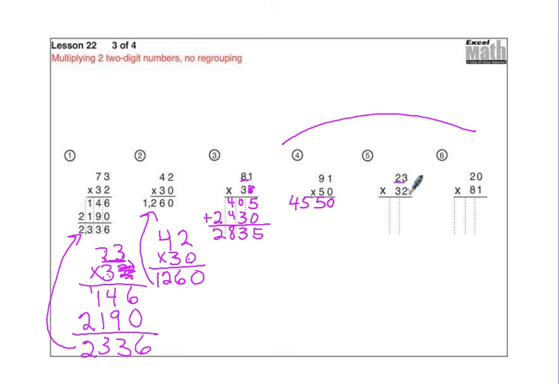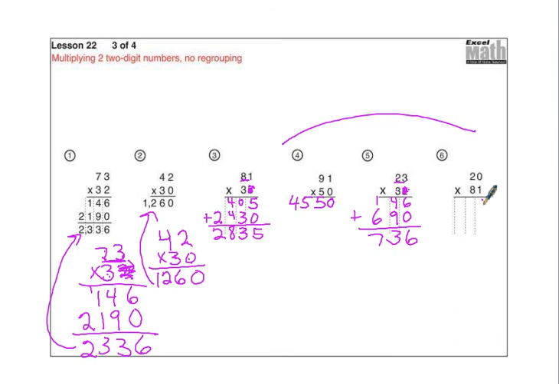Next one, we multiply 23 times 2 first. 3 times 2 is 6. 2 times 2 is 4. Put a 0 for the placeholder. We're finished with that 2. 3 times 3 is 9. 2 times 3 is 6. 6, 3, and then 7. I just added those two numbers together.